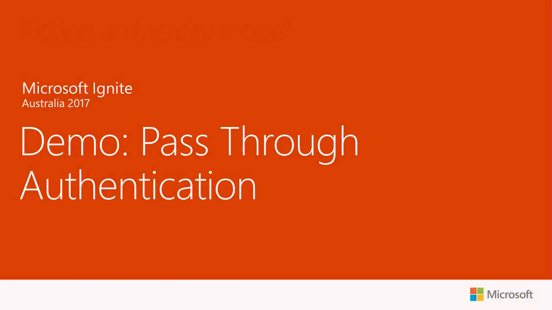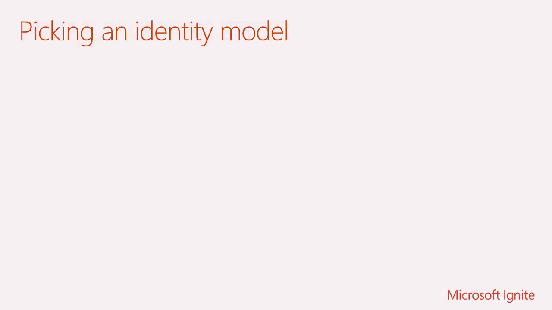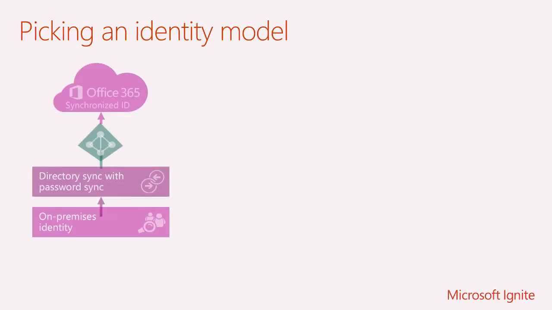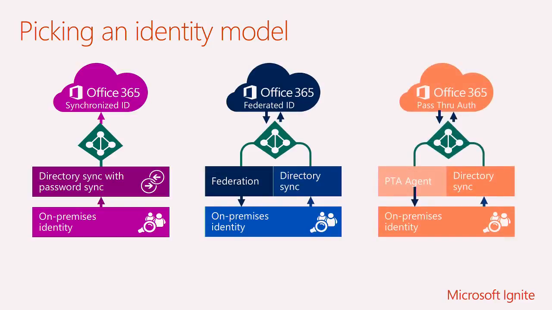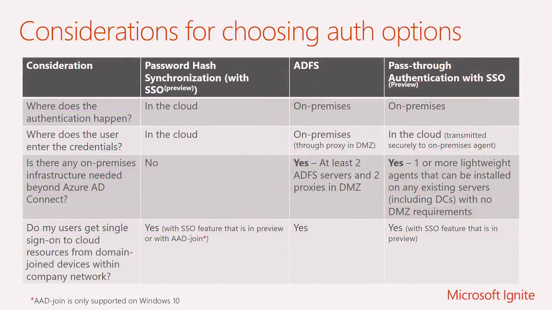All right, so picking an identity model. Now, as we said earlier, there are 3 different identity models, and each of them has its own benefits. We've got the synchronized identity, or password hash synchronization. We've got federated identity, or the ADFS model, and we've got pass-through authentication, which is the one we're talking about right now with lightweight connectors. What are the considerations for choosing your authentication options? Well, if you want to know where the authentication happens, with password hash synchronization, it's in the cloud. With ADFS, it's on premises. With pass-through authentication, it's on premises.